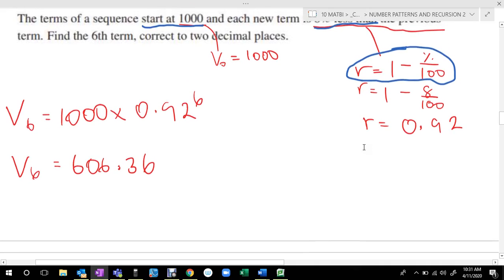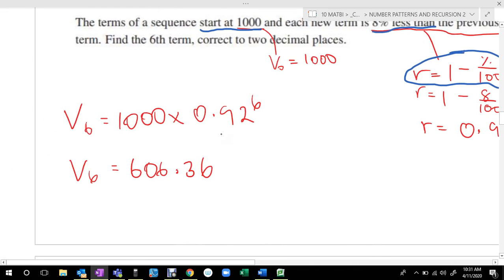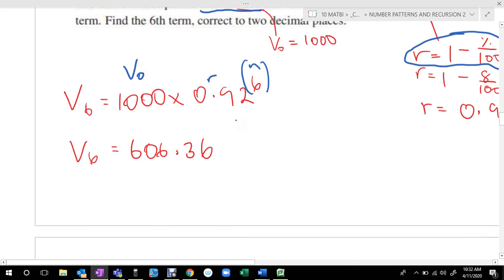So if we're looking for the 6th term, if you don't want to do the long way, you can use the nth term rule for it, but just keep in mind that when you use V0, there is no more minus 1 for the n. So that's V0, that's R, and that's n here. Just keep that in mind, please. No more minus 1.